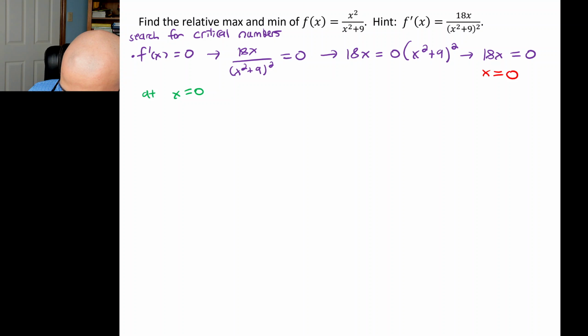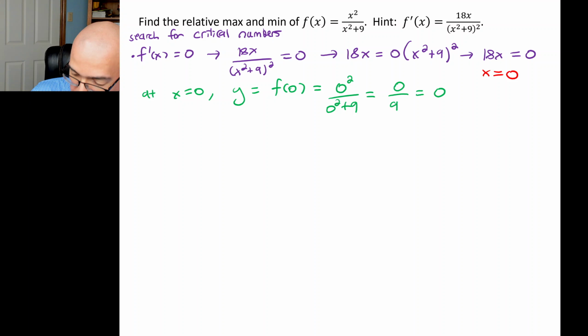X is equal to 0, y is equal to f of 0, which is 0 squared divided by 0 squared plus 9, which is 0 over 9, which is 0, so yes, in domain.